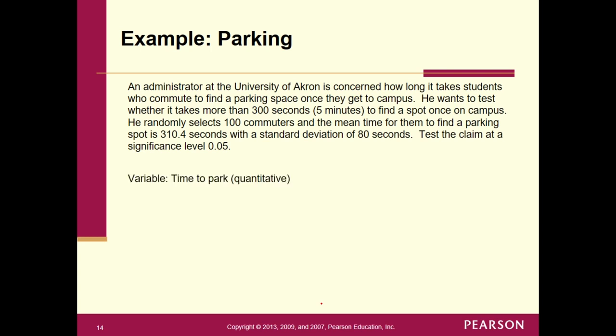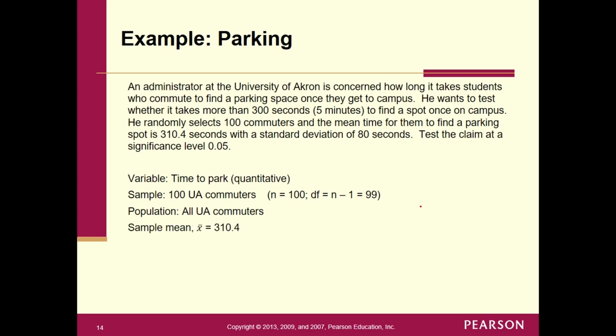Okay, so what's the variable? Time to park, right? That's quantitative. It's a number. So our sample, we had 100 UA commuters. So n is equal to 100, degrees of freedom would be 99 in this situation, n minus 1. What's our population? All UA commuters. If we looked at 100 UA commuters, well, that means our population had to be all the UA commuters then. It only makes sense.